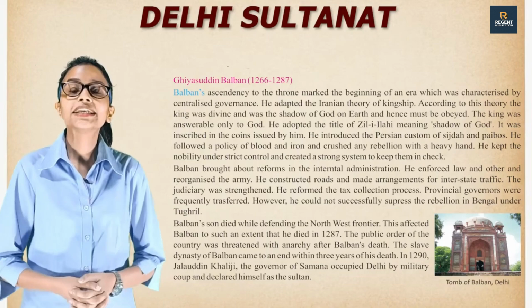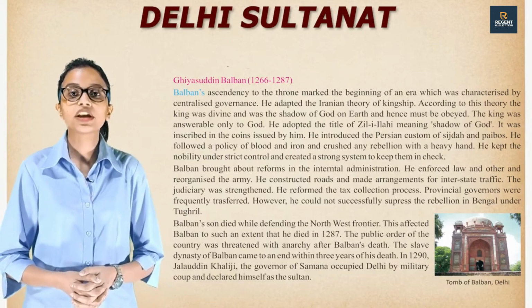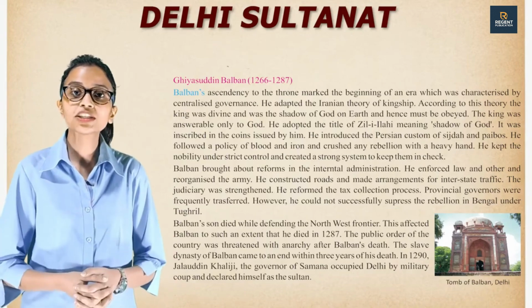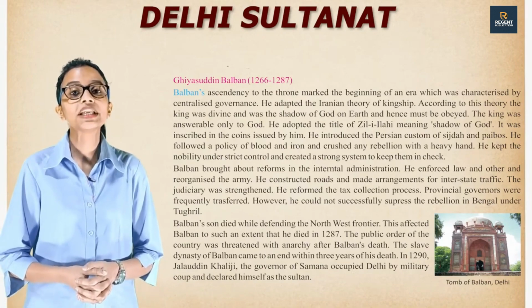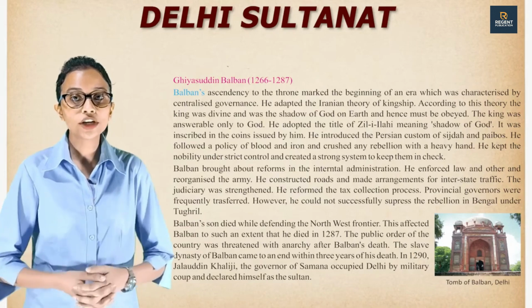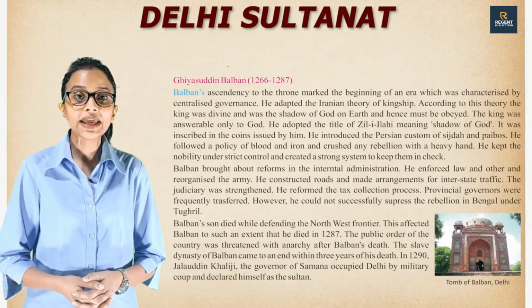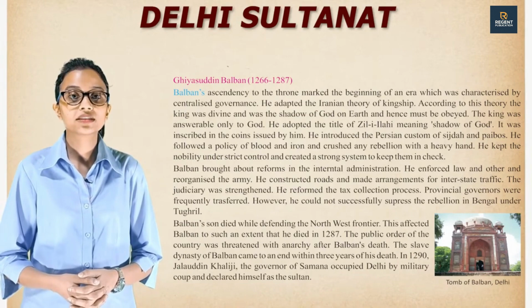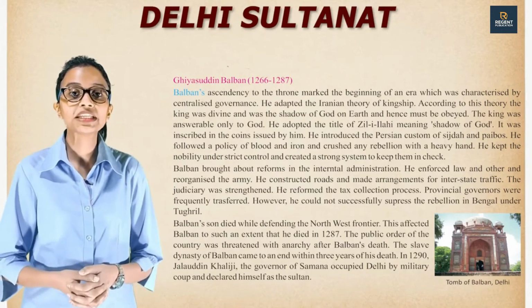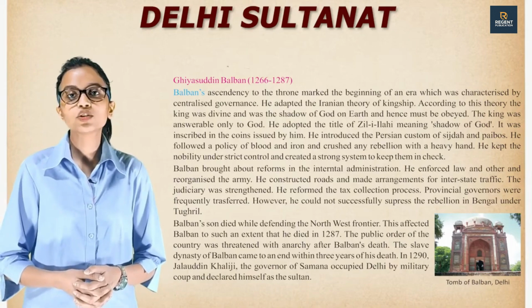Balban's son died while defending the northwest frontier. This affected Balban to such an extent that he died in 1287. The public order of the country was threatened with anarchy after Balban's death. The slave dynasty of Balban came to an end within 3 years of his death.